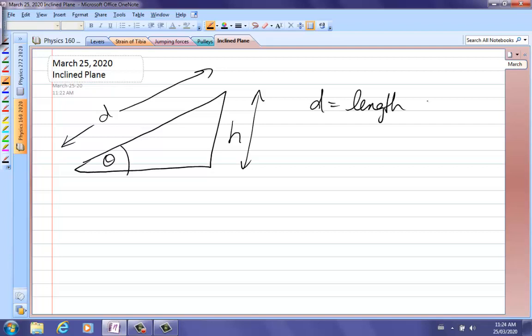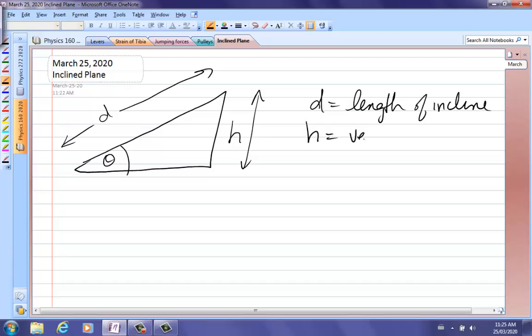Basically, it's a ramp. So if you're trying to move a refrigerator up into a truck, it's a lot easier to push it up a ramp than it is to lift it vertically up into the truck. So these inclined planes have mechanical advantages greater than 1. So this is the length of the incline, and h is the vertical height that you want to move your load. Okay, and we can see just from the geometry of that triangle that sine theta is h over d.